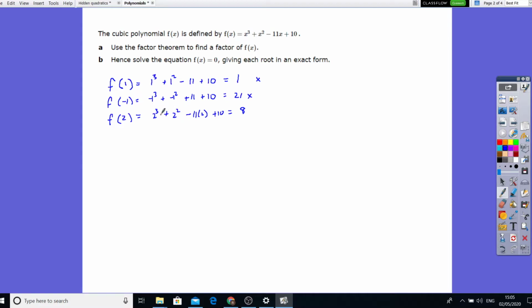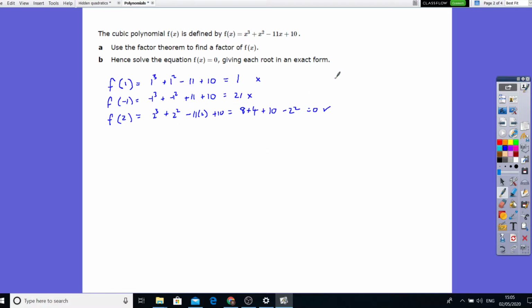Let's get all the positives together first. 8 plus the 4 plus the 10, and that's going to be 11 times 2 is 22, minus 22. Now 8 plus 4 is 12, plus 10 is 22, take away 22 equals 0, so bingo, this is going to work.